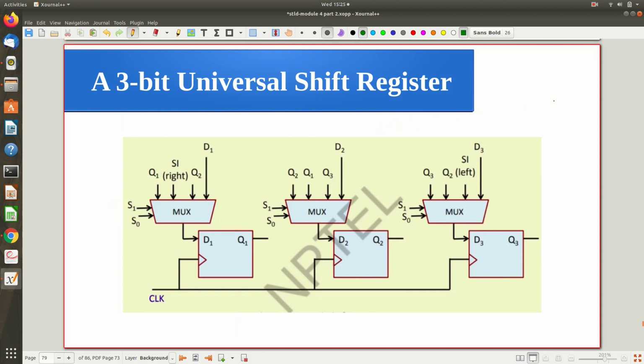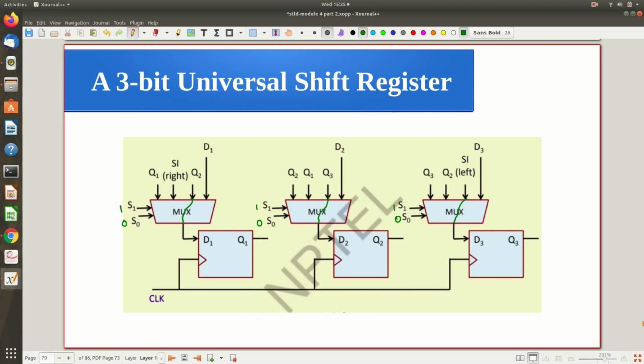Now the third combination, that is when S1 is equal to 1 and S0 is equal to 0. 1, 0 corresponds to this input 2, right? This will be enabled. I don't have to show this, and you know the input. So this is the second input, and this will be bridged to the output. This is what is going to happen when you are applying S1 is equal to 1 and S0 is equal to 0. So this third one will be bridged.